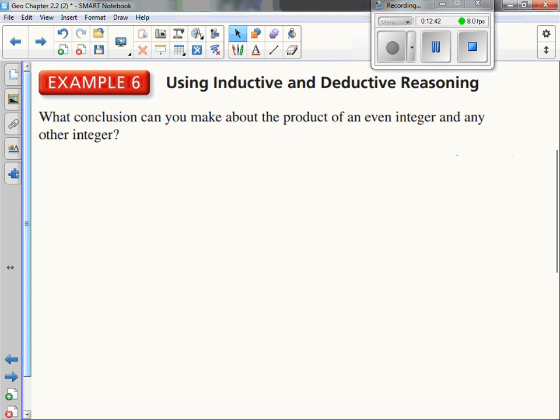Using inductive and deductive reasoning. Now we're going to combine the two. They're going to intermingle. Not that we're going to use both at the same time, because we can't. Inductive is using something we see. Deductive is using facts or proof, something that we have properties to prove. Because it's going to be one or the other.